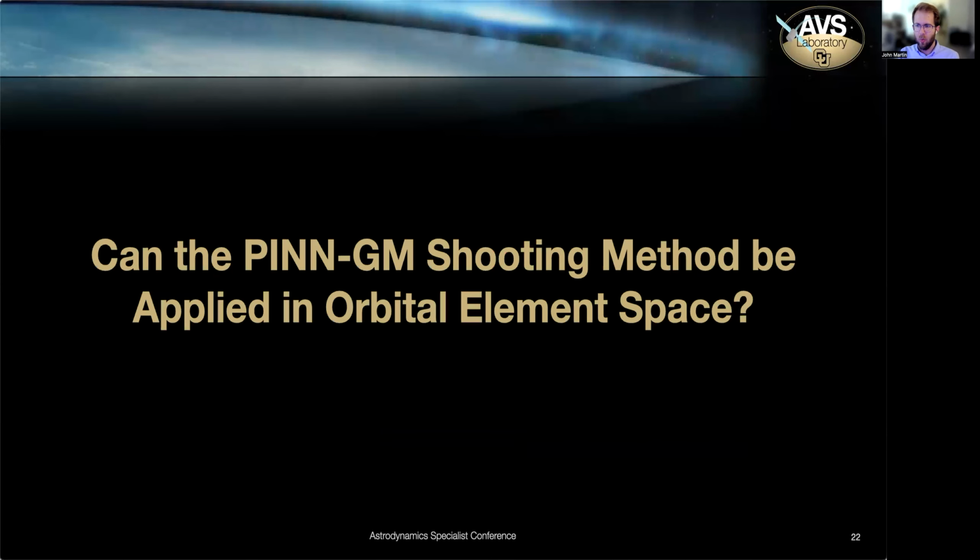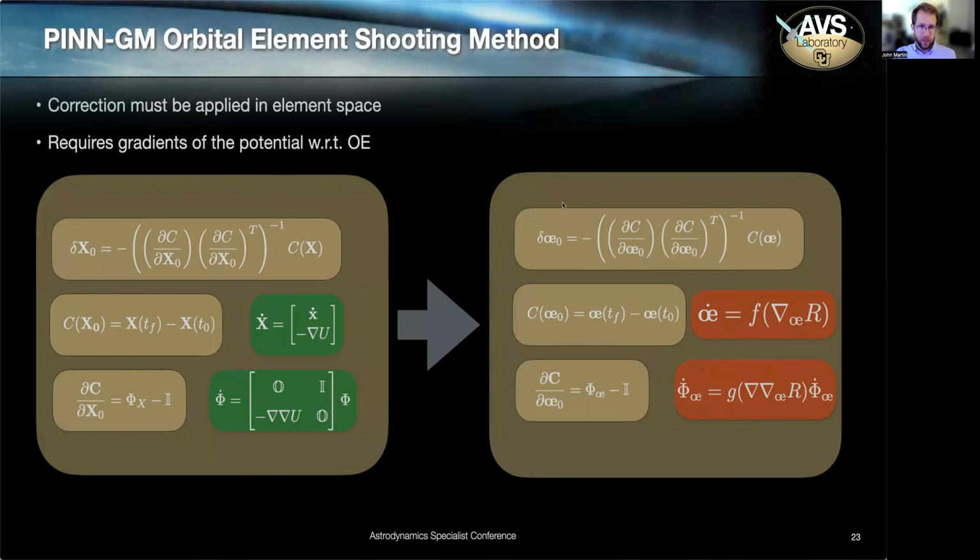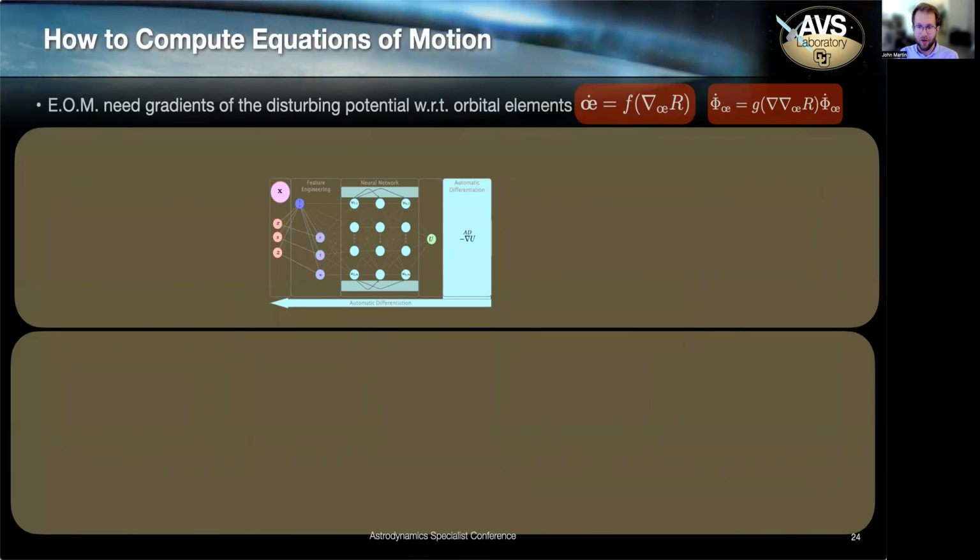So this begs the question, what if we go about solving this problem in orbit element space rather than Cartesian space? We can do this. We can run the shooting method using orbit elements and apply the corrective term in this orbit element description. But it requires us to compute, again, these Jacobians and Hessians of the gravitational potential with respect to the orbit elements. And this is a really gnarly process to go through analytically. So it's part of the reason people haven't approached the problem in this way before. But what's really convenient here is the PINN gravity model can bypass this problem.